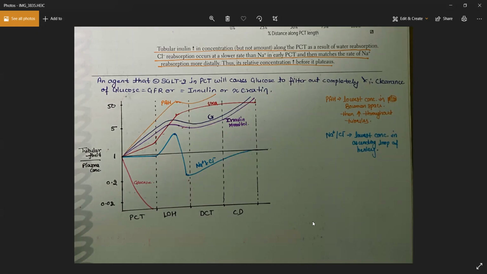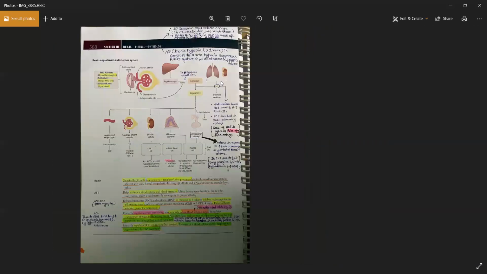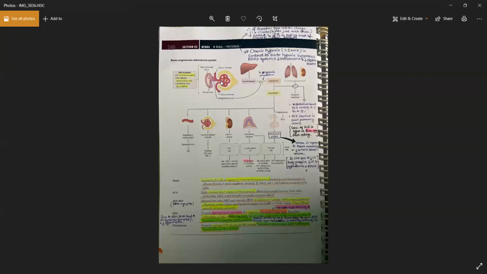Any doubt on this page? No, thank you. Now comes the RAS, and we will discuss this after a short break. Okay. Sure. Thank you.